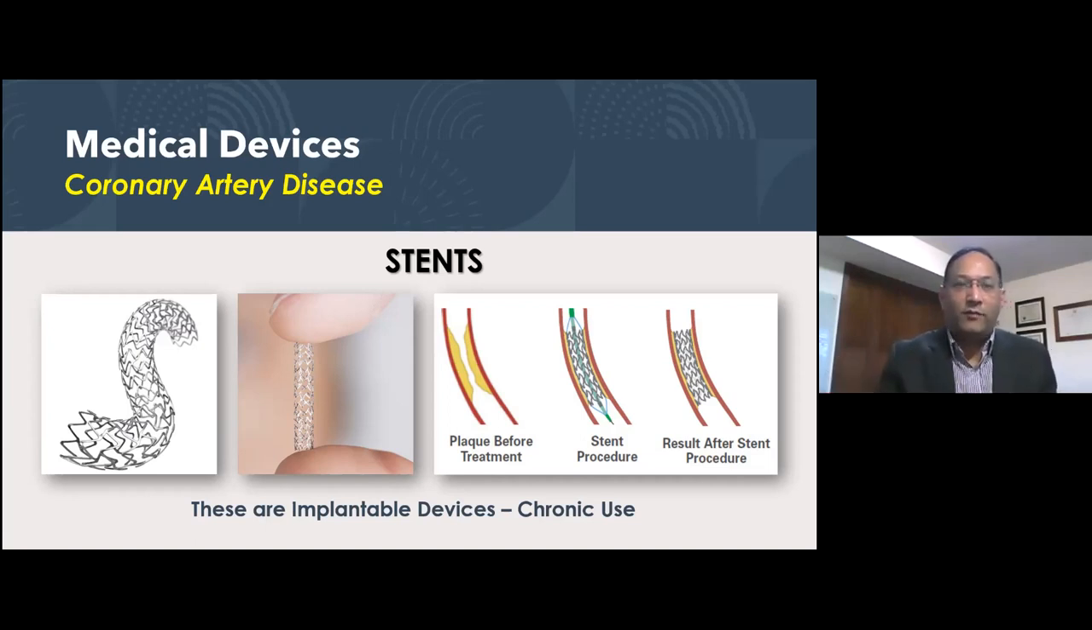That kind of flexibility has to be first tried on the bench. So typically it's like 400 million flexes that you have to do for a 10-year life. That is the kind of engineering that goes into the stents.